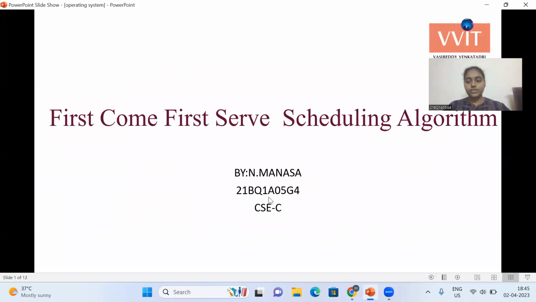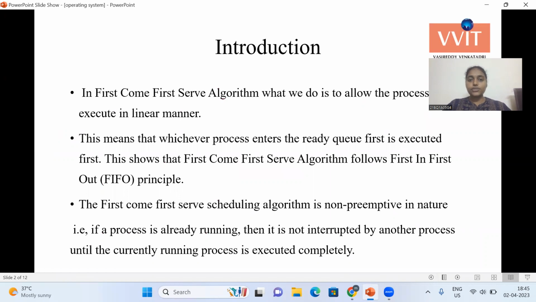First come first serve scheduling algorithm. First of all, we will see what is meant by first come first serve scheduling algorithm. In this, we allow the processes to execute in a linear manner. This means that whichever process enters the ready queue first is executed. This shows that this algorithm follows the first in, first out (FIFO) principle. That is, whatever is added first will be removed first.